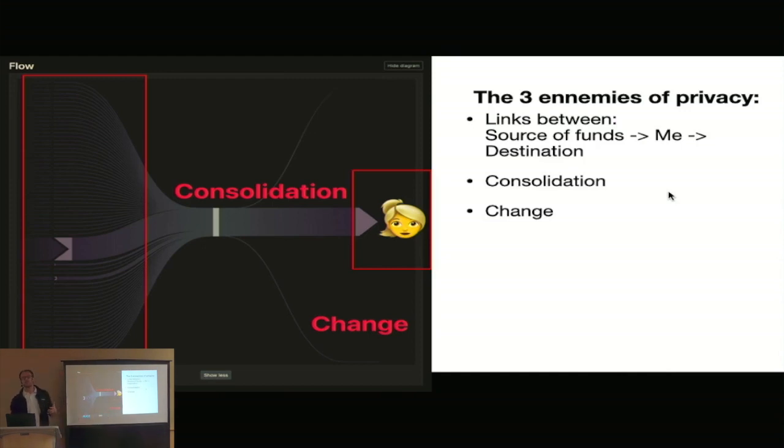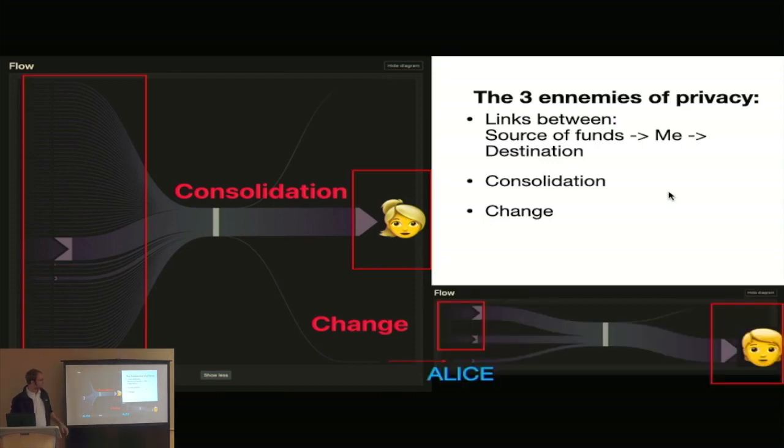And then Alice might want to use it again in a new transaction, but what happens if she does that? She uses the change in a new transaction, so she consolidates the change again with other inputs. And now, instead of having just one transaction link, she has this transaction plus this transaction. So again here, all the entities in the red squares are linked together in the eyes of everyone. So really the three enemies of privacy are the link between the source of funds and the destination, which are caused in Bitcoin by the consolidation and the change.